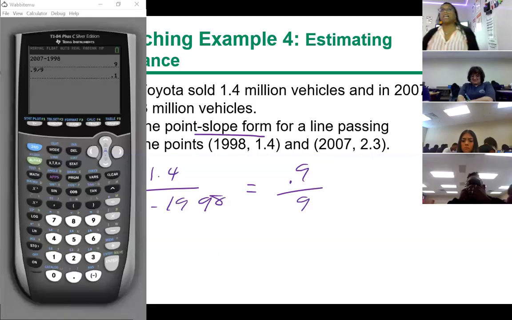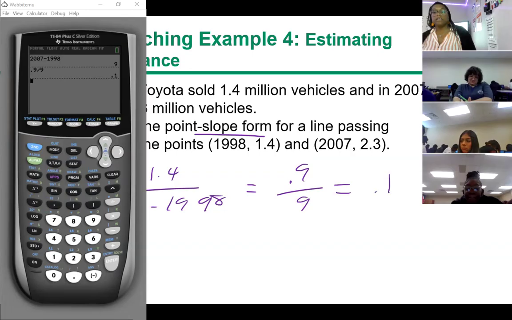Okay, so I corrected the whole thing. I didn't mean to put the negative. I don't know why I put negative. Who knows? All right, so back to what we were doing. We ended up with 1/10 as our slope, hopefully.